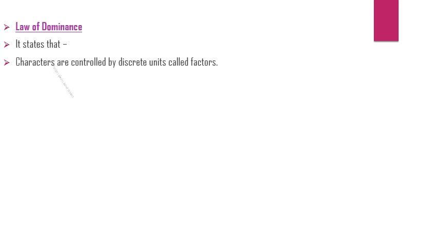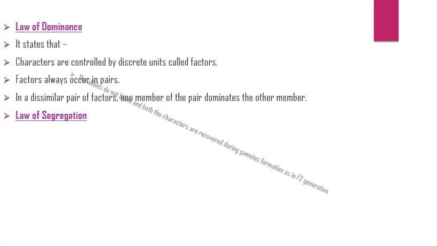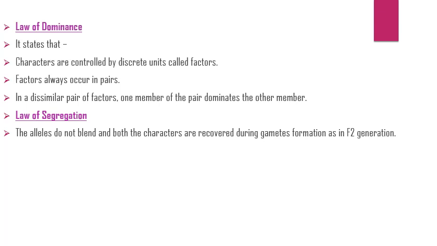Law of dominance. It states that characters are controlled by discrete units. These are called factors. Factors always occur in pairs. In a dissimilar pair of factors, one member of the pair dominates the other member. Law of segregation. The alleles do not blend and both the characters are recovered during gamete formation as in F2 generation.